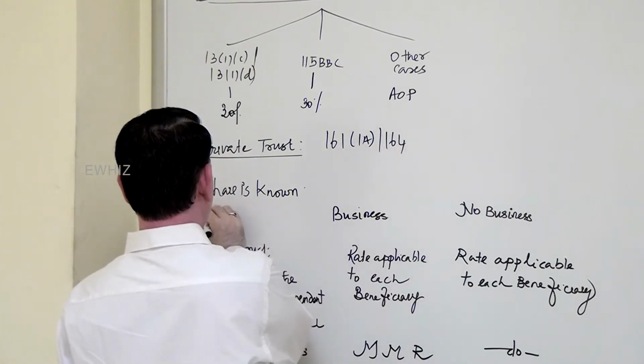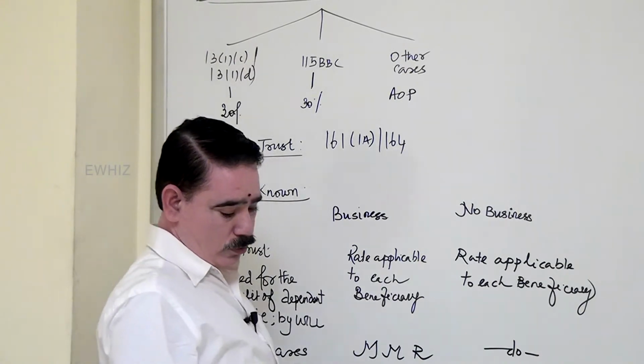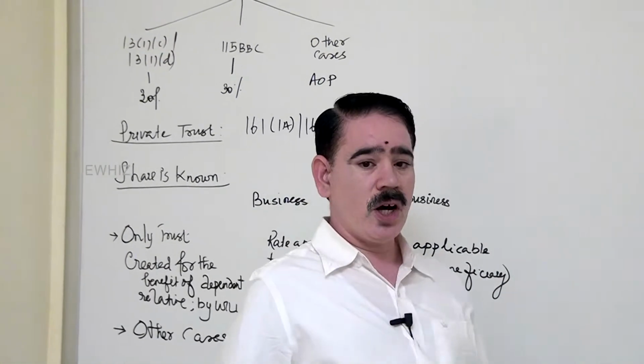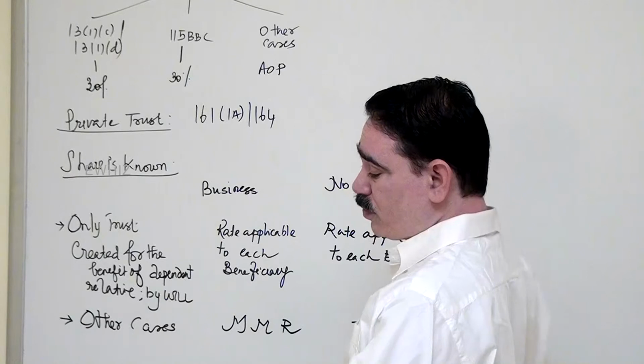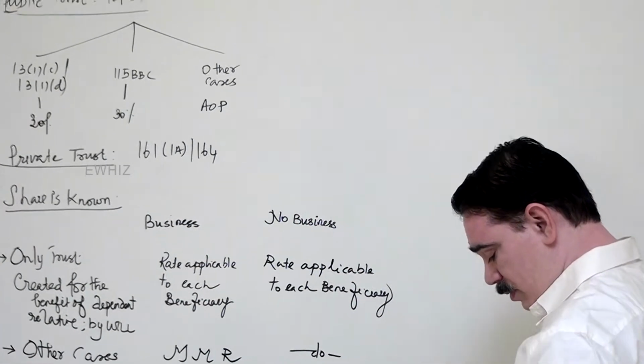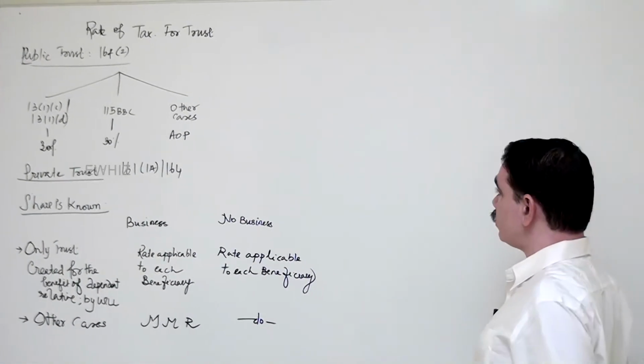Now, having identified what is share known, we need to identify a scenario where the share of the beneficiary is unknown.